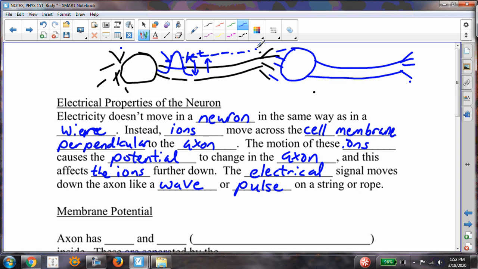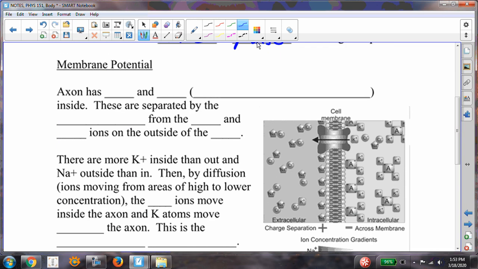Not that charges are moving along the axis of the axon. Instead, I have charges moving in and out of the axon. And that's causing this change in potential that propagates down the entire length of the axon. So we still get the same effect, that we get the effect of an electrical signal traveling across a distance, but it's not happening in the same way as when we think about it in a wire. I have a video I'll show you in just a bit. It's really kind of cool, actually.